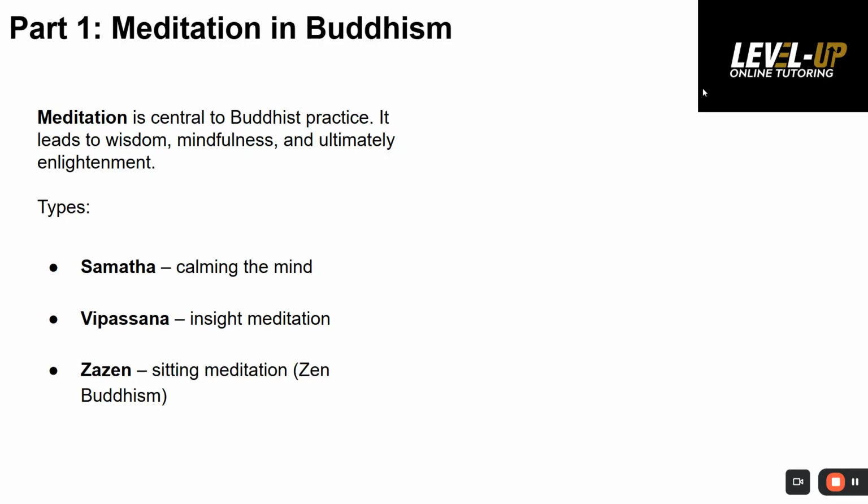You also have Zen, which is linked to Zen Buddhism, and is the sitting meditation. Quite literally, all you do is sit perfectly still. The idea is that if you can sit perfectly still without moving, you have total control of your body. The way that you gain control of your body is through control of the mind. So in order to sit still, you must first control the mind.